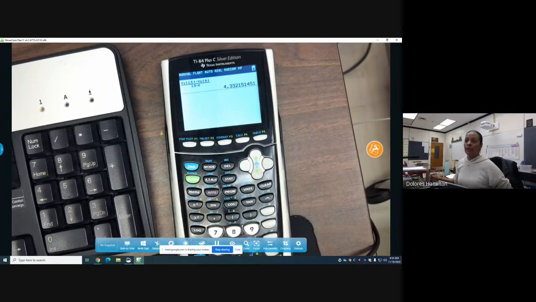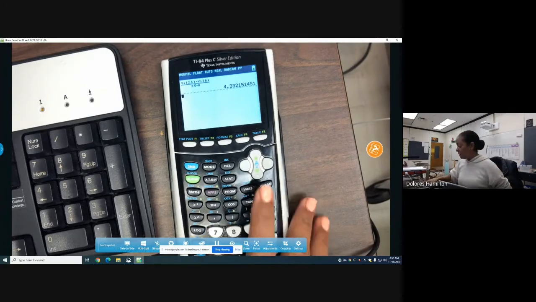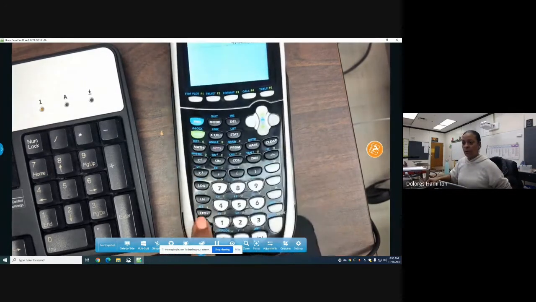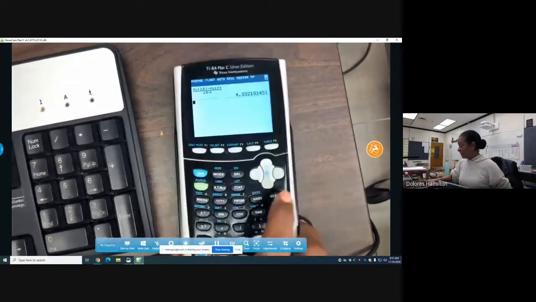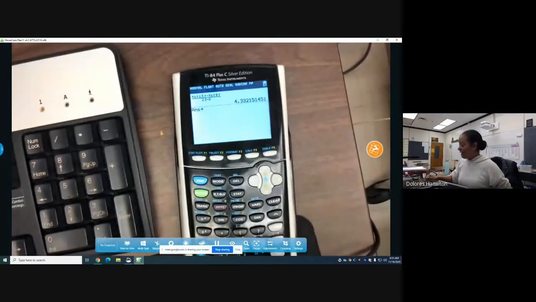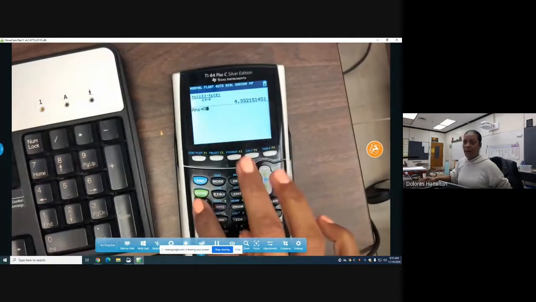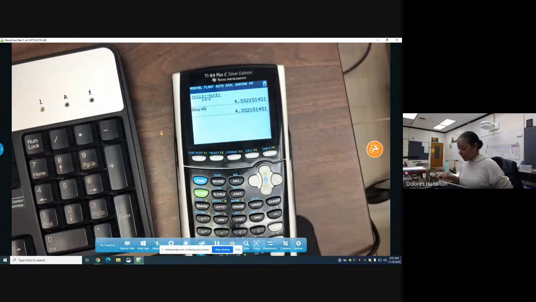And we get 4.33, we get that business, right? We're going to need that. And we are not rounding until the very end. So we're going to take that value, and I think you all said that you were comfortable using that. We're going to store that value into, I'm going to pick A, alpha A. Okay.